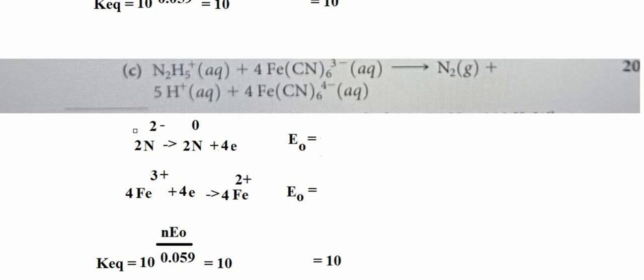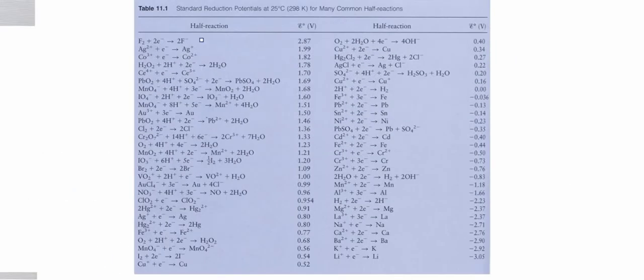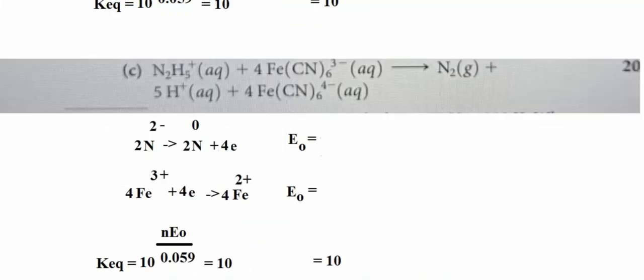So you use the table in here, and you put the standard reduction potential in this one, and you apply the formula. n is 4, and you find E0, and you can get a result. So that's it. Thank you for watching.